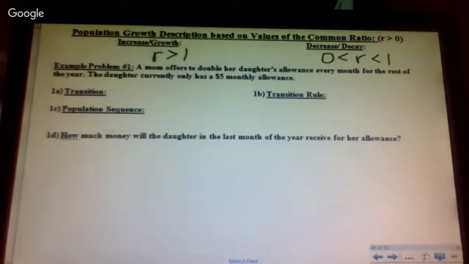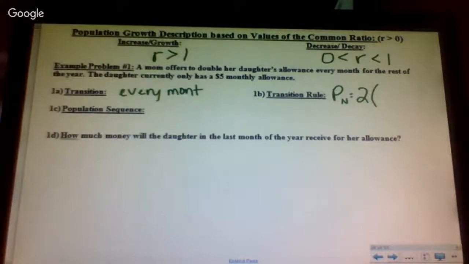Example problem number 1. A mom offers to double her daughter's allowance every month for the rest of the year. The daughter currently has a $5 monthly allowance. So, what is my transition? How often is this happening? Every month. My transition rule. What am I doing to my number every time? I'm doubling.